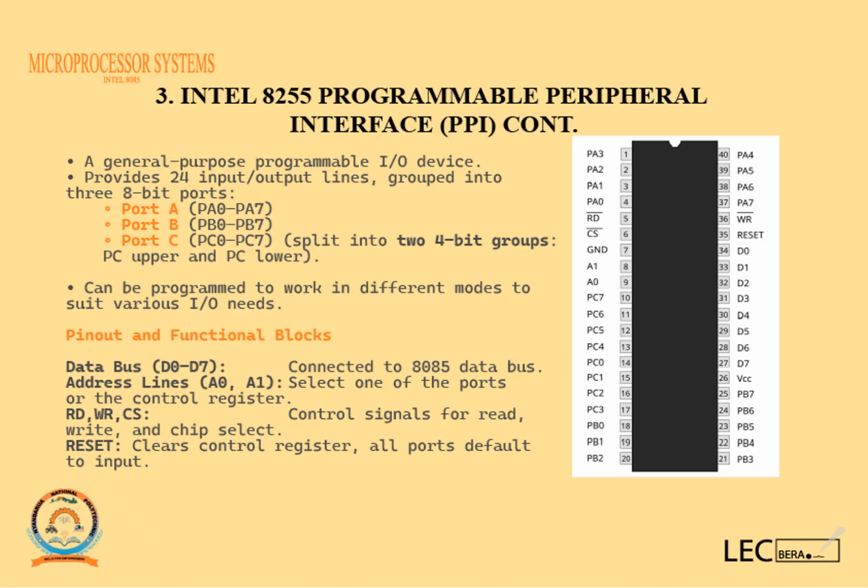Then we have reset, which clears the control register, and all ports default to input. Sometimes we are going to see how to configure these ports, and if you want to reset them, you can reset them to default. If you reset them to default, they are going to default to input ports. They are going to work as input, not as output. If you want to configure the port to be an output, there's a way we configure them using A0 and A1. Those are the two pins which we use to configure the Intel 8255.